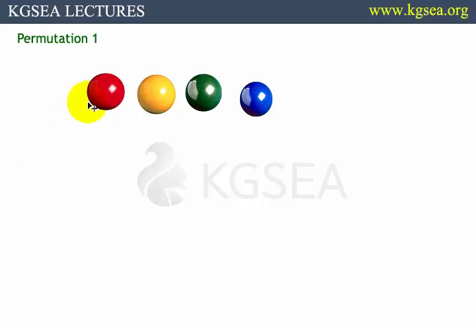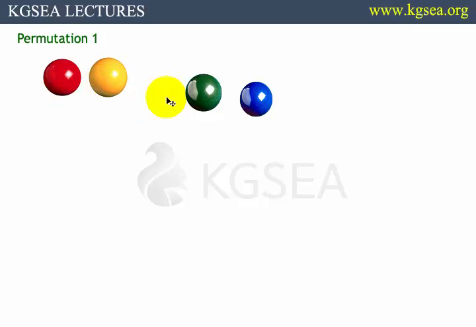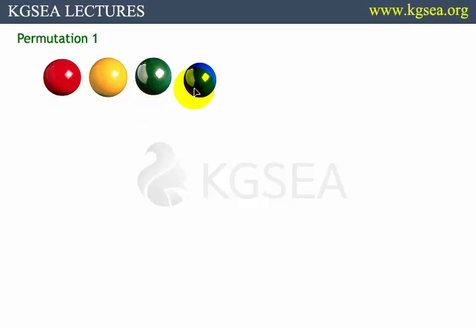How many ways can we arrange these four colored balls? Obviously, here is one, right? Arrange it this way. Can we arrange it differently? Of course. I could arrange it something like this.